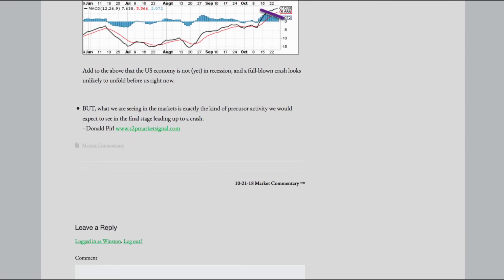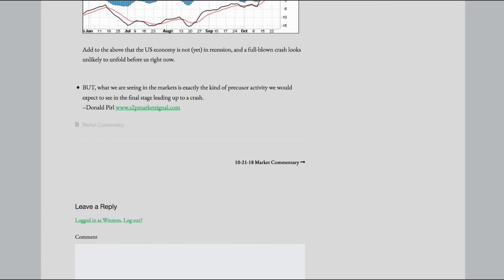But what we are seeing in the markets is exactly the kind of precursor activity we would expect to see in the final stage, leading up to a crash.